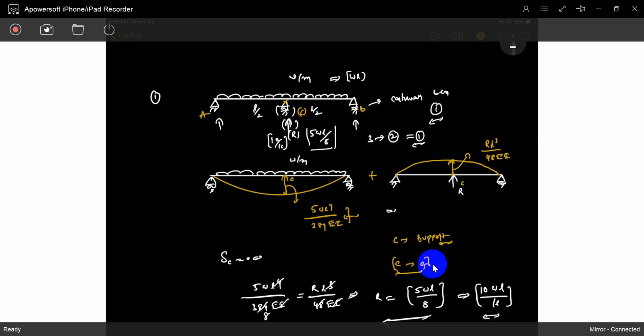So 10 by 16 is acting at the center. Remaining at the two supports, what is it? The remaining is 6 by 16. Understood? 10 by 16 acts at the center, and the remaining 6 by 16 at the two supports. The two supports are equally spaced and equally loaded, so each is 3 by 16. If you write 5 by 8 also, you will get 3 by 16.